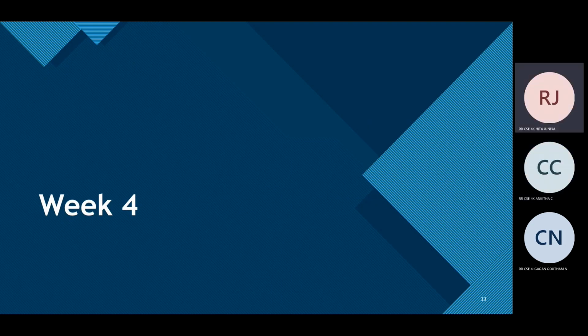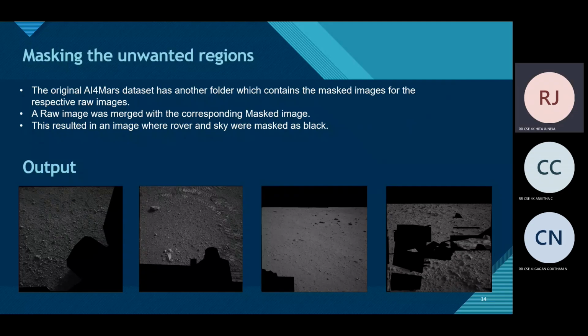This is the report for week 4. The original dataset contained another folder which contained the masked images of the corresponding raw images. So we used a simple Python CV function to implement masking by merging the masked image onto the raw image, and this resulted in the rover parts and the horizon and sky being blacked out. Next.